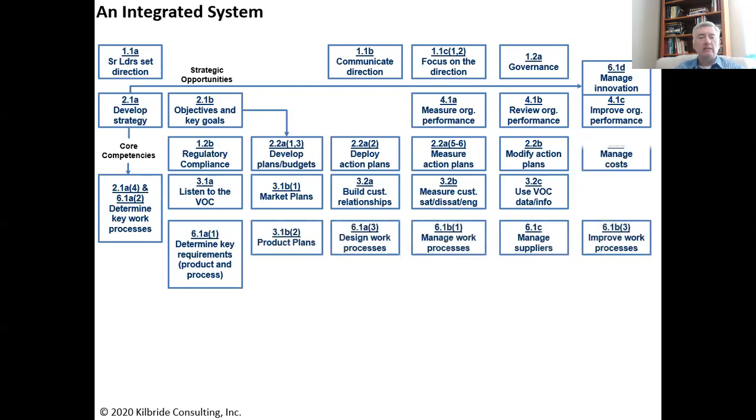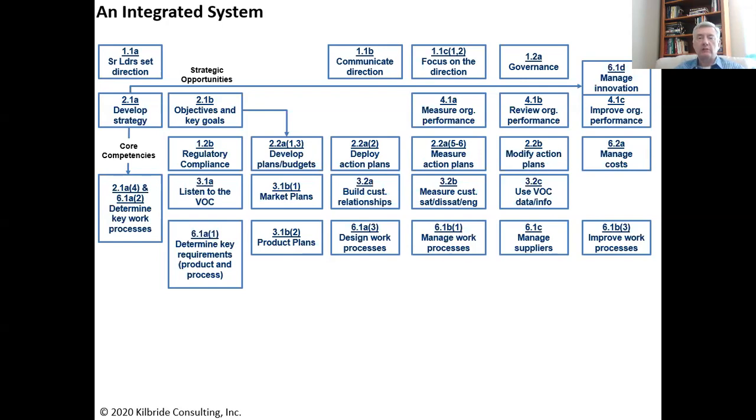In addition to market plans, it's not uncommon to find organizations with product plans. These product plans would identify any new or modified product service offerings, and would lead to the design of work processes and potentially products themselves in order to implement those product plans. The work process will allow you to then manage the day-to-day operation of these work processes internally, as well as those key suppliers in your supply chain, and over time to improve the performance of both your products and work processes.